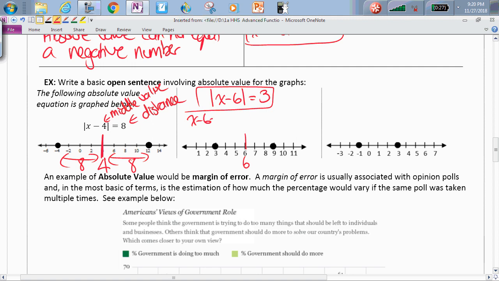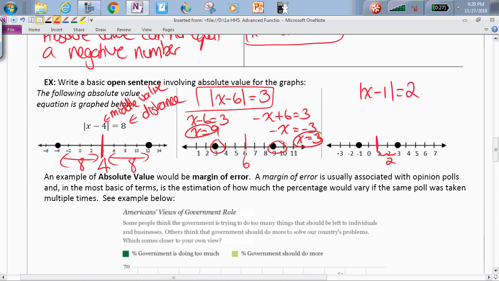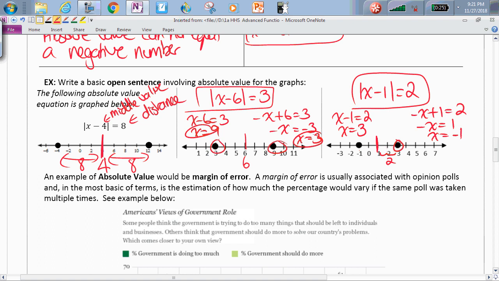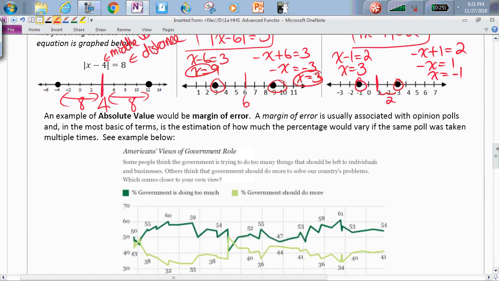If you wanted to solve that, you would set this one, x minus 6 equals 3, x equals 9, and negative x plus 6 equals 3, negative x equals negative 3, x equals 3. 3, 9, boom, boom. This one here, the middle is 1, so it becomes absolute value of x minus 1 equals the distance, which is 2. And that's it. If you set it up to solve, x minus 1 equals 2, x equals 3, boom. Negative x plus 1 equals 2, negative x equals 1, x equals negative 1. Boom, 2 answers. Alright, last example.